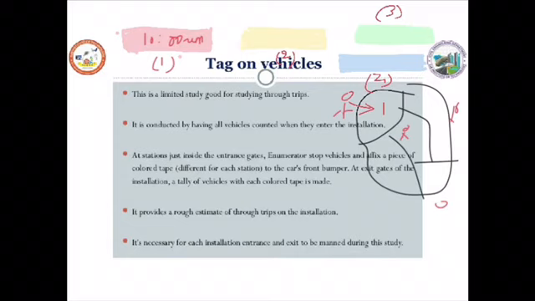Let us say in zone 1 the observer has stuck the red color tag on this vehicle. This vehicle will travel in the study area and then take an exit. Whenever the vehicle takes an exit from the study area, the person standing at the exit point has to collect that tag and write down the time at which the vehicle has exited the study area.